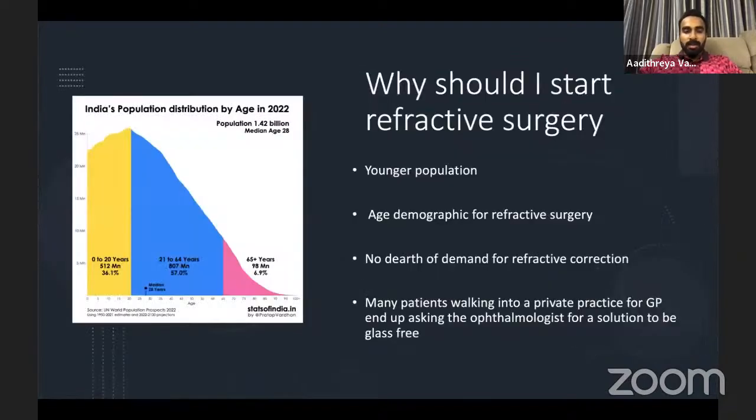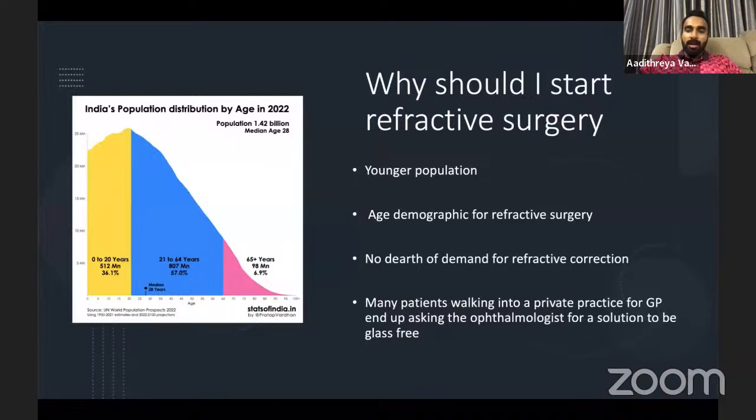So the statistics are quite clear. India is a young population. The age demographic is majoritively between the age of 21 to 64. So this is the age group which is working and they are economically important.